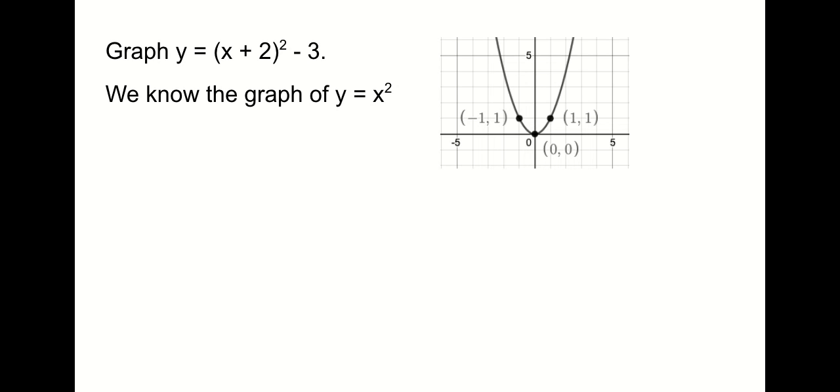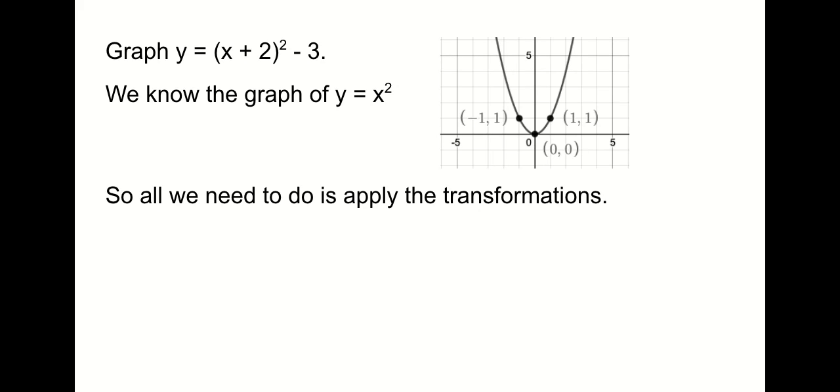All right, so let's do this. Let's graph y equals (x plus 2) squared minus 3. Well, notice that I know the graph of y equals x squared. The vertex is at 0, 0. As I go to the right one, I go up one. As I go to the left one, I go up one. So right off, 1 unit left and right of the vertex, I just go 1 unit up. So 1 squared is 1, negative 1 squared is 1. So really all I need to do is apply the transformations to these 3 points.